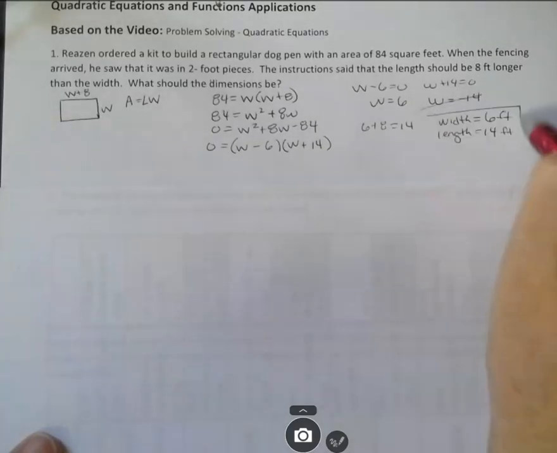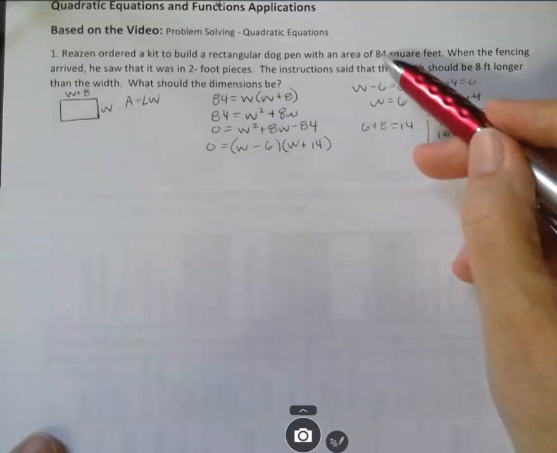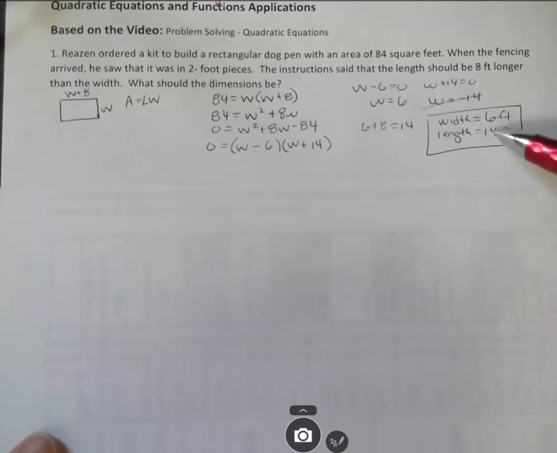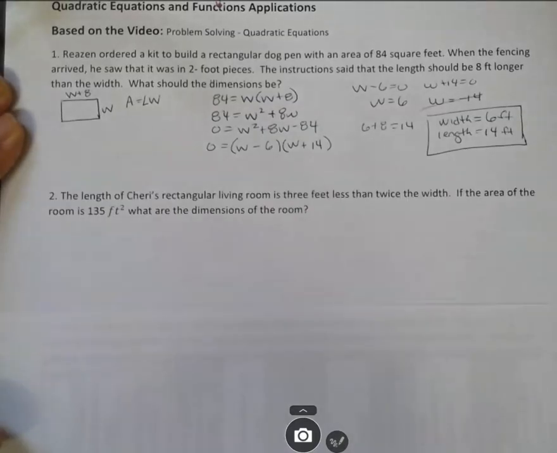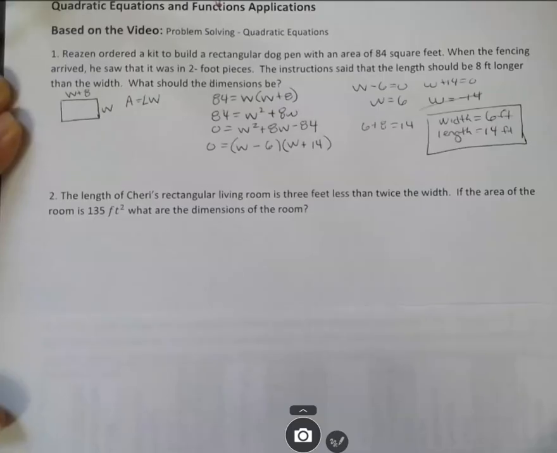And I can do a quick check to say, does 6 times 14 equal 84? And it does. And is the length 8 feet longer than my width? Yes. So that's how I know that I did that one correctly. So factor and then solve. Sometimes you have to look at your solutions to decide which one makes sense for your problem.